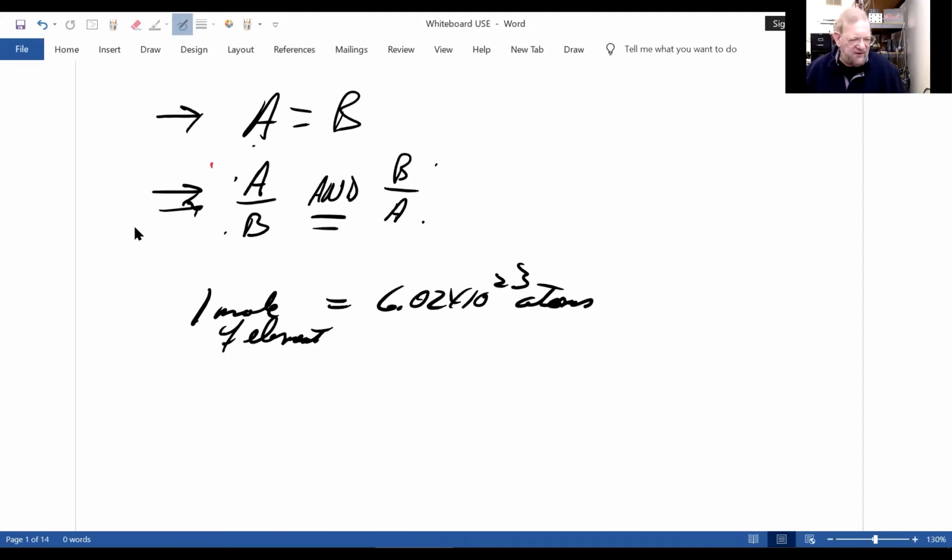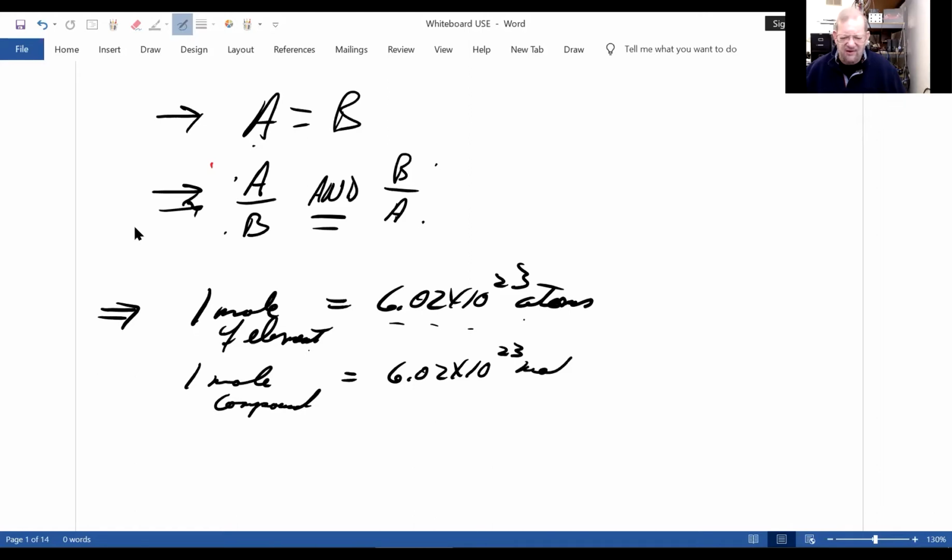Now, this will be given to you as important information. But as I said earlier, 1 mole of an element equals Avogadro's number, 6.02 times 10 to the 23rd atoms. 1 mole of a compound or molecule equals 6.02 times 10 to the 23rd molecules. So if I wanted 1 mole of water, how many molecules of water do I have? 6.02 times 10 to the 23rd molecules of water. If I had a mole of gold, how many atoms of gold would I have? 6.02 times 10 to the 23rd.